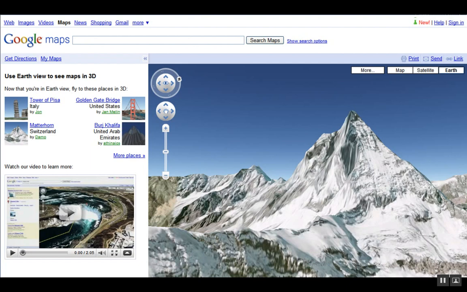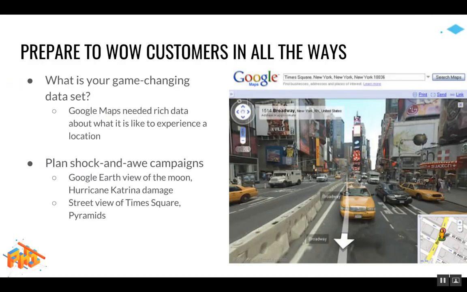Now here they also give you the opportunity to go to the Tower of Pisa, the Golden Gate Bridge, Matterhorn. It gave you the ability to experience something that you didn't think you ever would digitally. So this is the first instance of virtual reality really impacting our lives. It gave us the control to move through something. It gave Google the ability to truly wow.